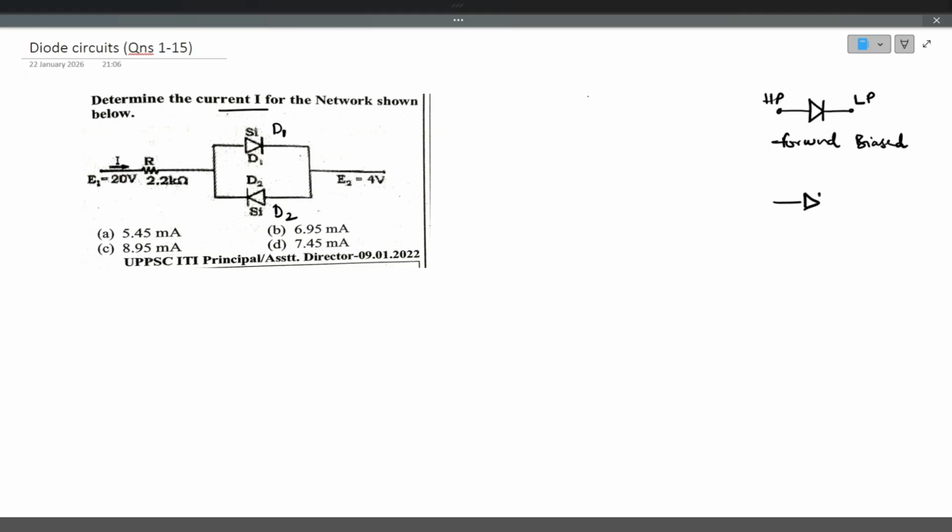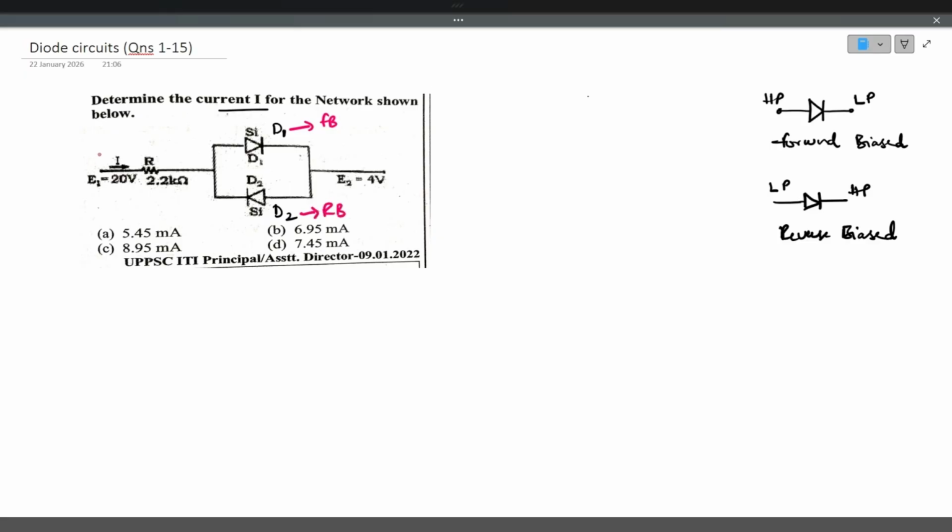Similarly, when the P type is connected to lower potential and the N type is connected to higher potential, the diode is said to be reverse biased. The diode does not conduct and acts as an open switch. Based on this concept, here diode D1 is forward biased and acts as a closed switch. Diode D2 is reverse biased and acts as an open switch.